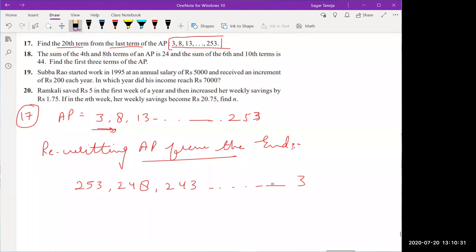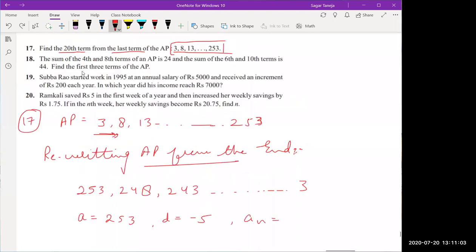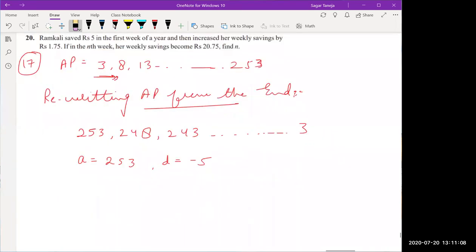So I have written the AP from the end. Now after writing the AP from the end, our first term is 253 and d is 248 minus 253, that will be minus 5, and the last term is 3. Now use this formula an is equal to a plus, okay, just wait, no need of this, directly we can calculate. Just go with a and d, simply calculate it.